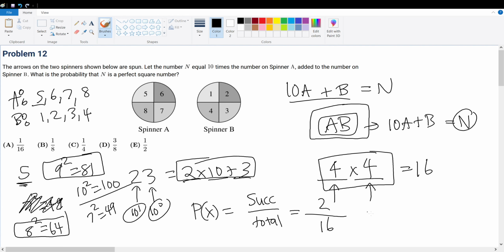Therefore, we have 2 total successes. So 2 over 16 gives you 1 over 8. So your answer choice is answer choice B as your final answer.